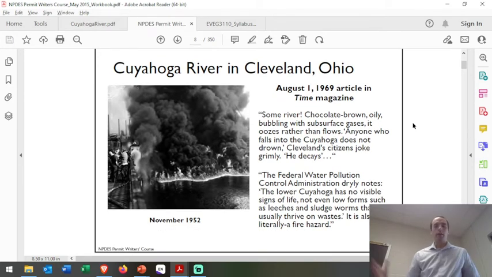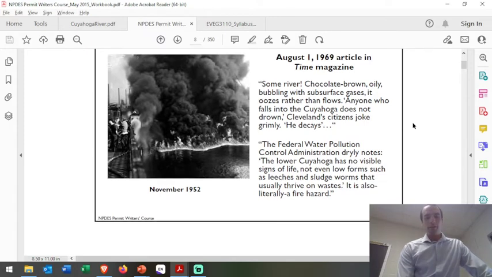Okay, so a couple of quotes from that Cuyahoga River here. It said, "Some river, chocolatey brown, oily, bubbling with subsurface gases. It oozes rather than flows. Anyone who falls into it does not drown. Cleveland citizens joke grimly, he decays." The Federal Water Pollution Control Administration dryly notes, "The lower Cuyahoga has no visible signs of life, not even low forms such as leeches and sludge worms that usually thrive on wastes." It is also literally a fire hazard.